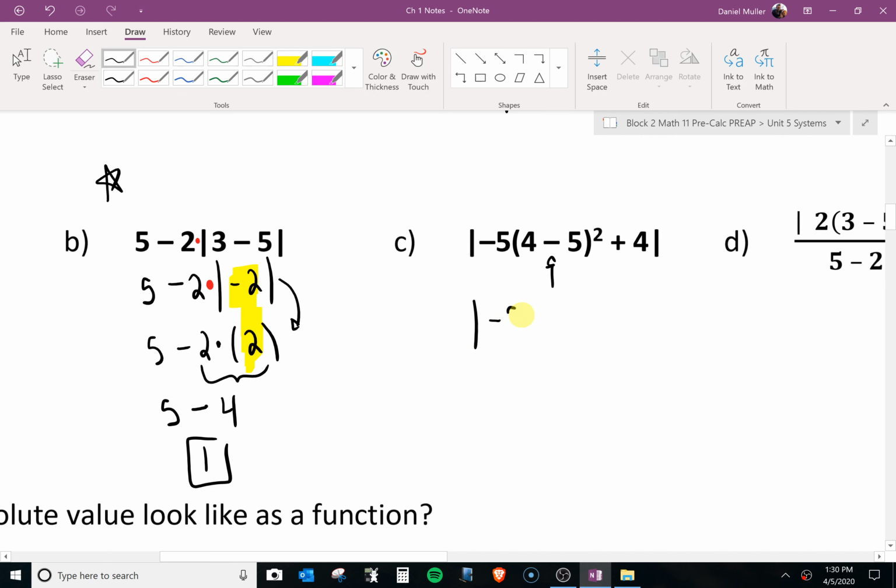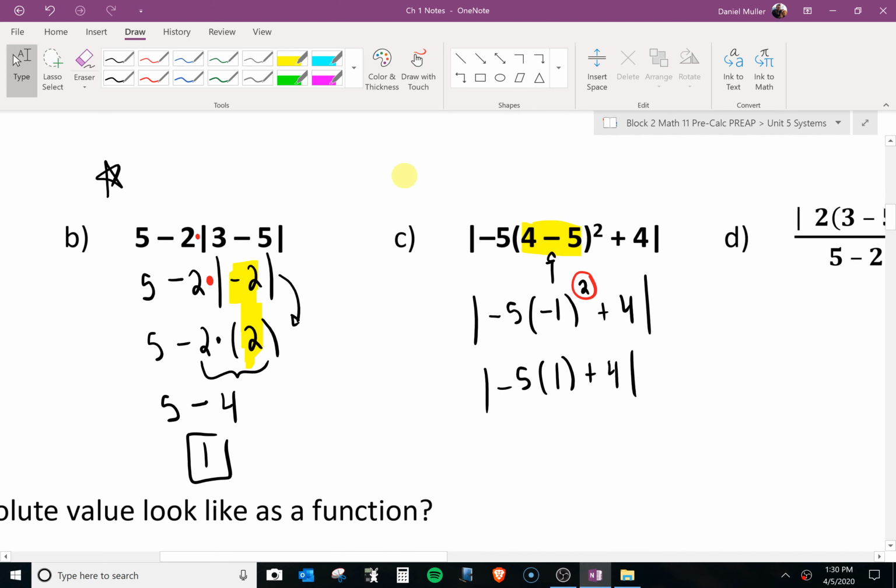So I have the absolute value of negative 5, 4 minus 5 is going to be negative 1 squared plus 4. So the first thing I did was that, 4 minus 5. That's we do inside the brackets first for BEDMAS. Then we do the exponents, and luckily we have one right here. So we have negative 1 squared. So we got negative 5, and then negative 1 squared is 1 plus 4.